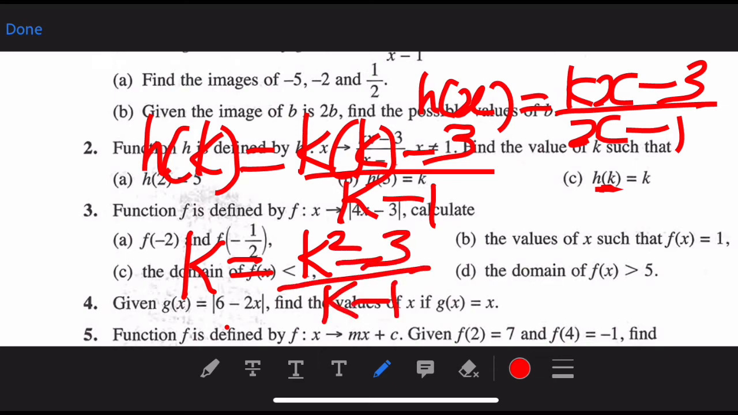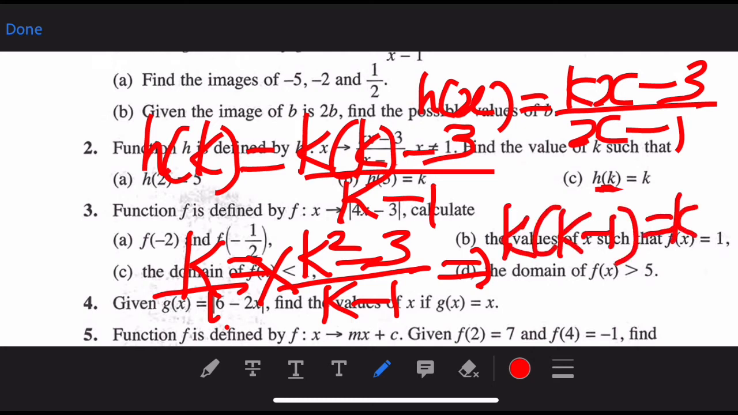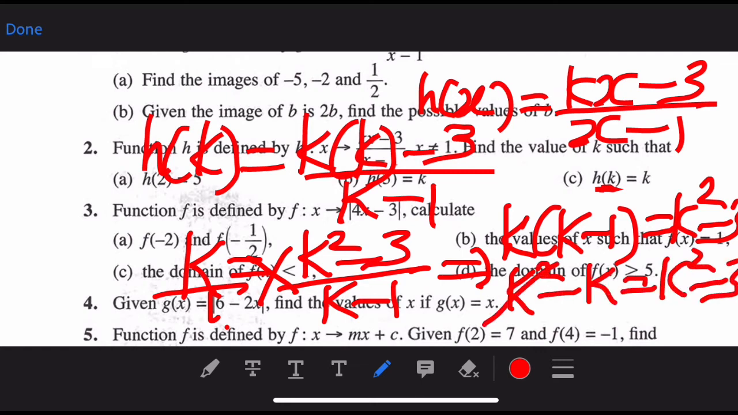So you cross multiply, you will get k times k minus 1 equal to k squared minus 3. So k squared minus k equal to k squared minus 3. We can cancel out the k squared, hence k equal to 3. Alright, understand? So I have discussed 2 questions for your homework.